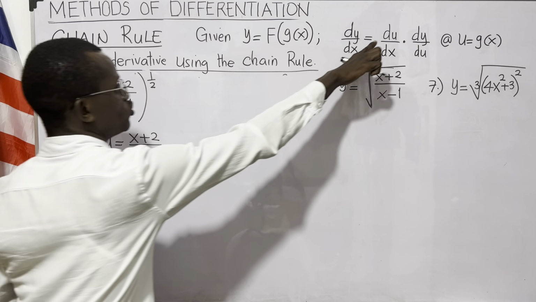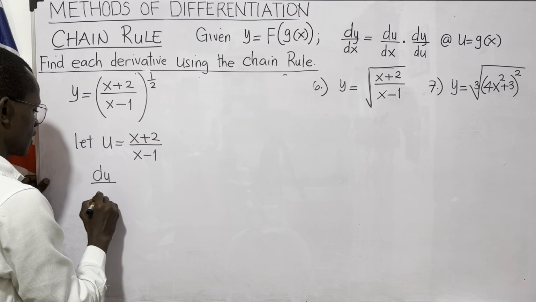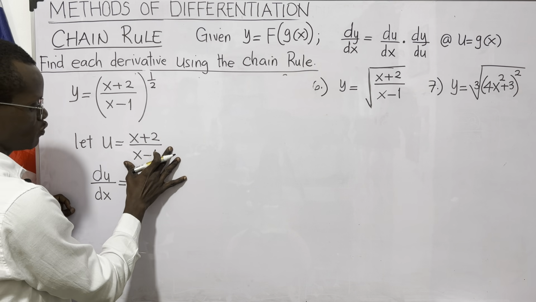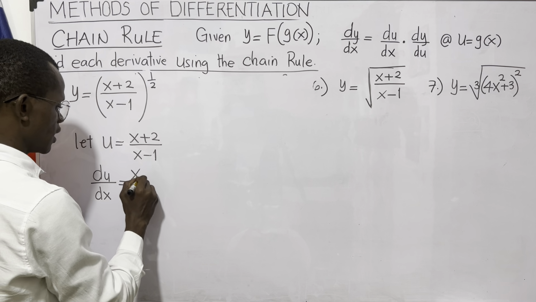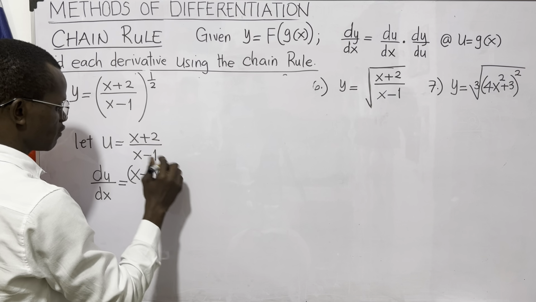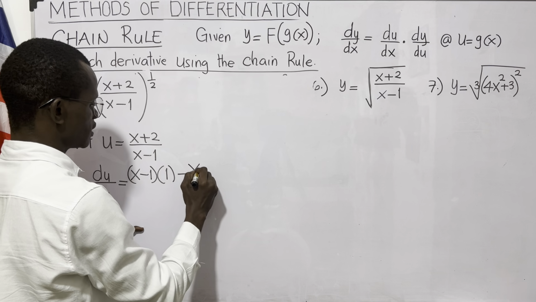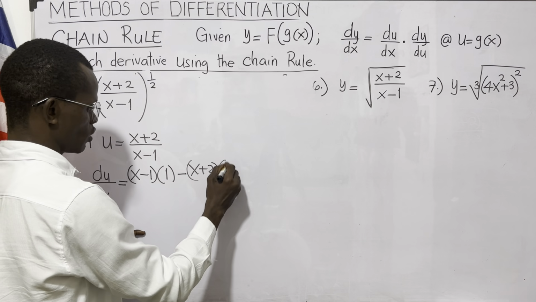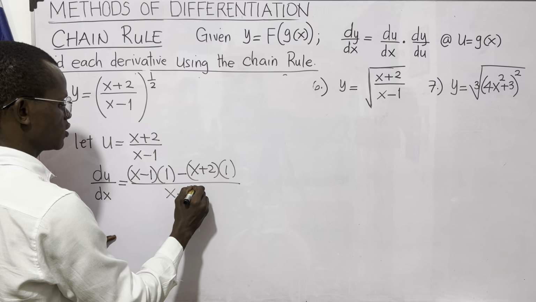So we find our du by dx. So du by dx is just equal to, now we apply the quotient rule, right? Again, the quotient rule says we must hold the denominator first, x minus 1, and then we differentiate the numerator. So the derivative of x is just 1. Minus, we hold the numerator now, x plus 2, and differentiate the denominator, which is just 1 as well. Divided by x minus 1 raised to the second power.